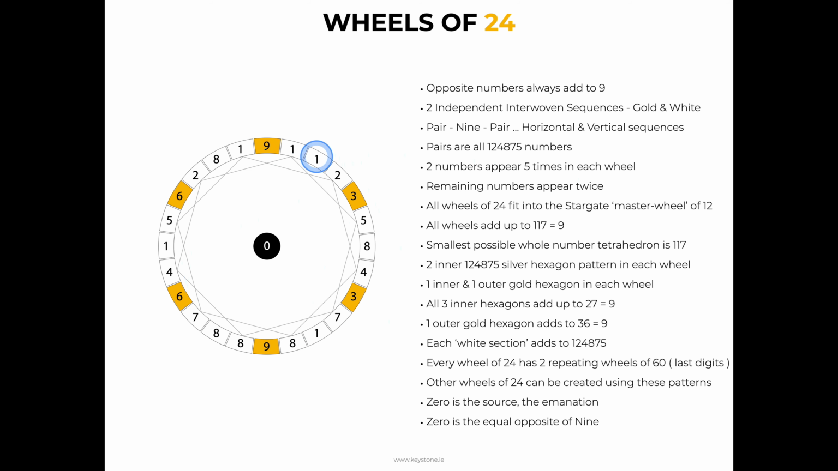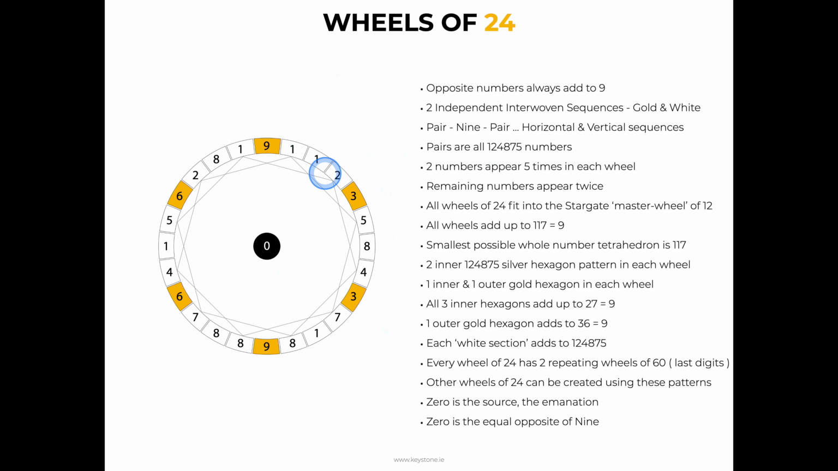In all of the wheels of 24, two numbers will appear 5 times and all the rest will appear twice. In this example, both 1 and 8 repeat 5 times and all the rest of the numbers appear twice. 1 appears 5 times and so does 8, and every other number appears twice. So 9 appears twice, 3, 6, 2, etc. All of the wheels of 24 fit into the Stargate master wheel of 12. So the Stargate wheel is the pattern underlying all of this.